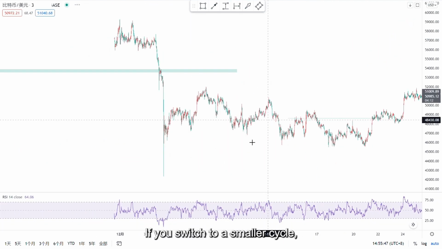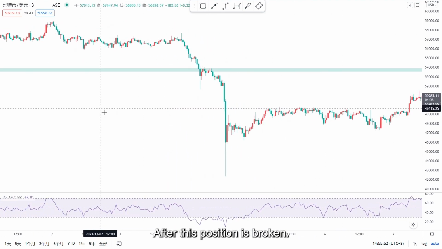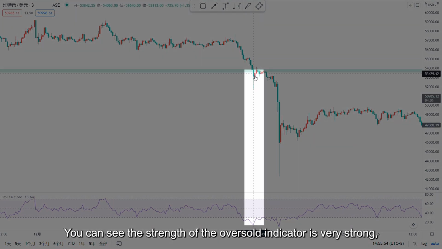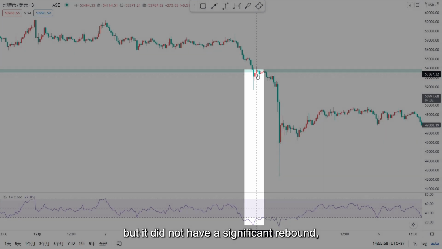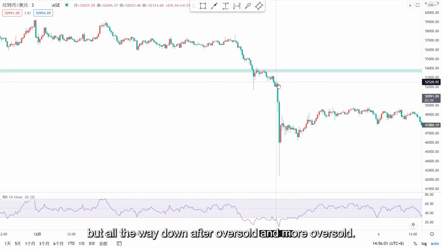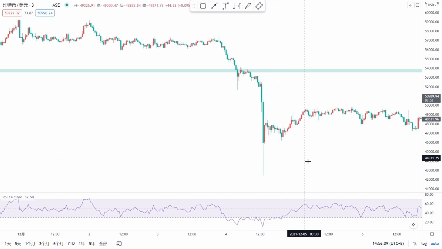If you switch to a smaller cycle, it will be more obvious. After this position is broken, you can see the strength of the oversold indicator is very strong, but there was no significant rebound, just a drop all the way down. After oversold, and more oversold, the indicator reading goes all the way from the 20s to the lowest, below 10.